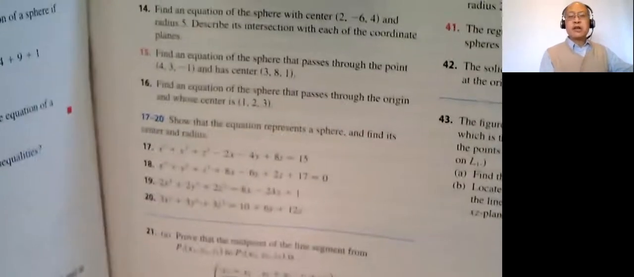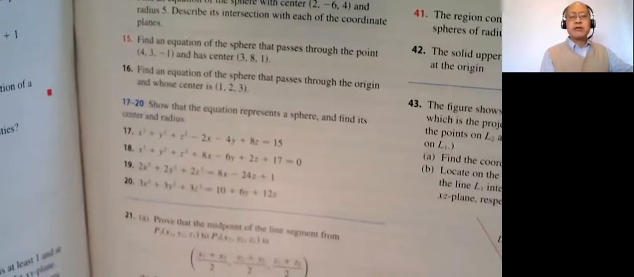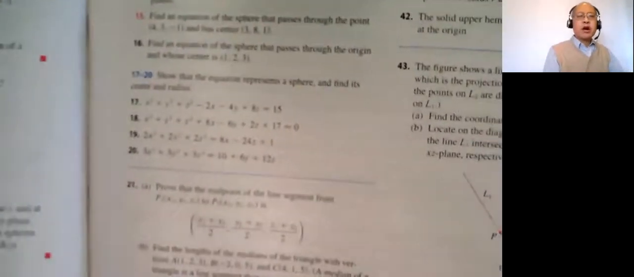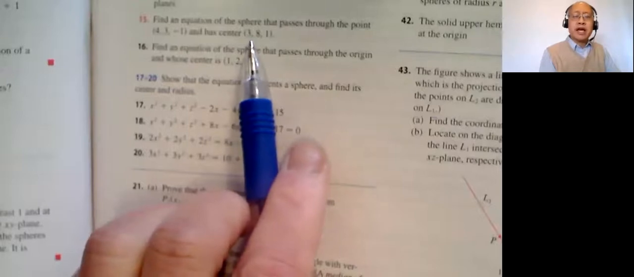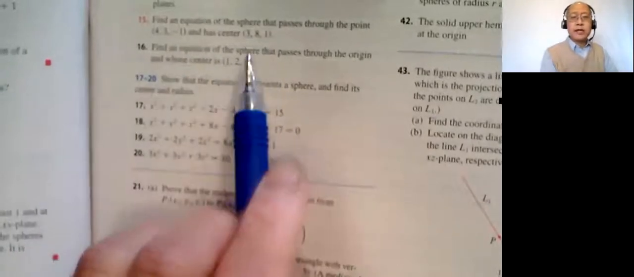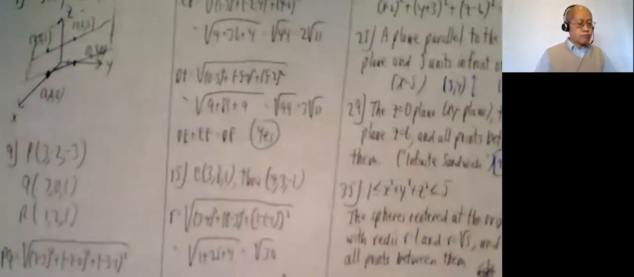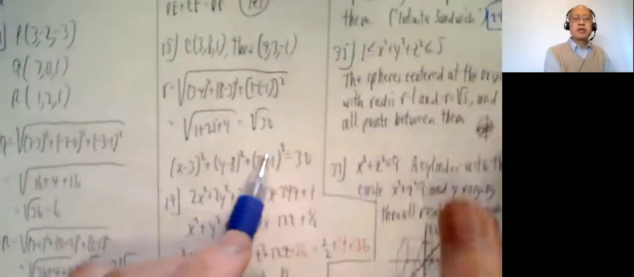15, find the equation of a sphere passing through (4, 3, -1) and a center (3, 8, 1). So this automatically tells me it's going to be (x minus 3) squared plus (y minus 8) squared plus (z minus 1) squared. And then the radius is just the distance between these 2 points. All right, so center, radius. So right away, I know it's (x minus 3) squared plus (y minus 8) squared plus (z minus 1) squared is equal to something squared.